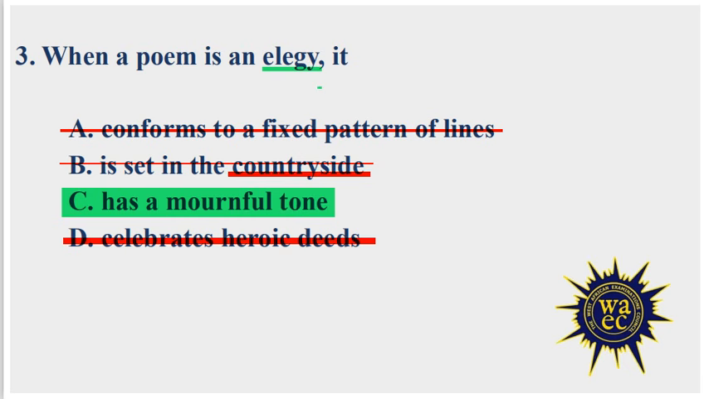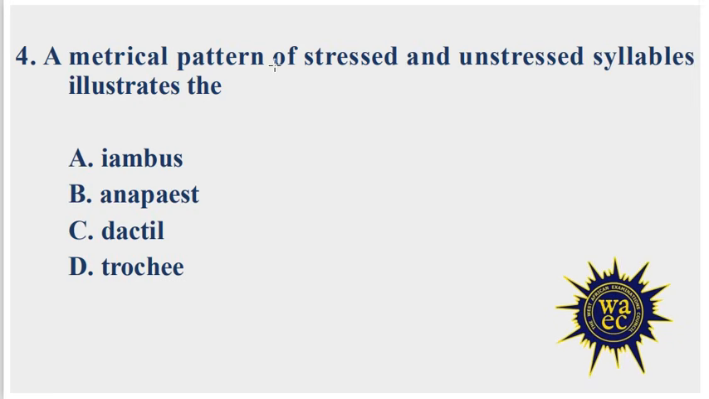Let's proceed to number 4. A metrical pattern of stressed and unstressed syllables illustrates the dash. A. Iambus. B. Anapest. C. Dactyl. D. Trochee. Now see the question very well. A metrical pattern of stressed and unstressed syllables. Take note that the stressed syllable comes before the unstressed syllable.